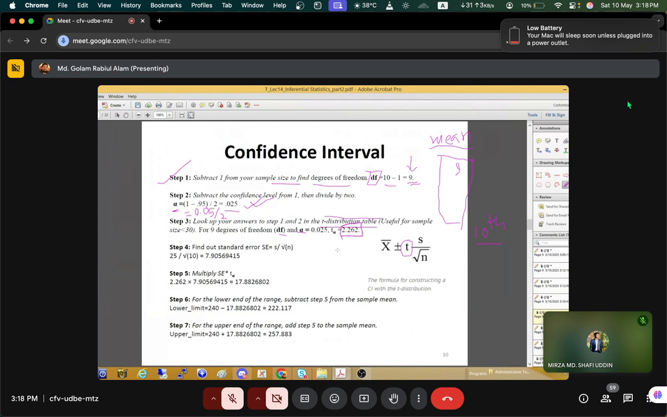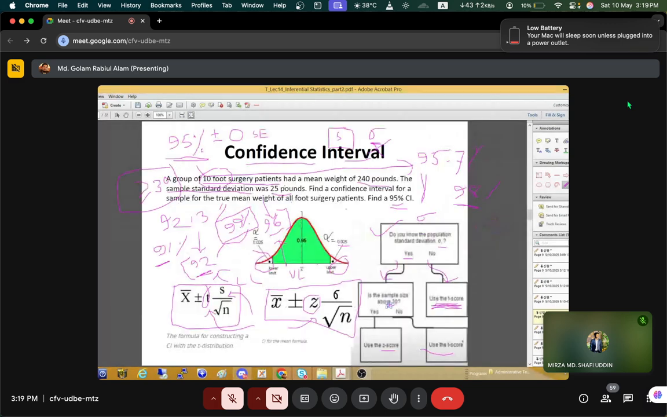Then find out the standard error. The standard error is the sample standard deviation divided by the square root of n. And that is this part, actually. This is called the standard error, SE. In this case, the sample standard deviation is given. It is 25 pounds.